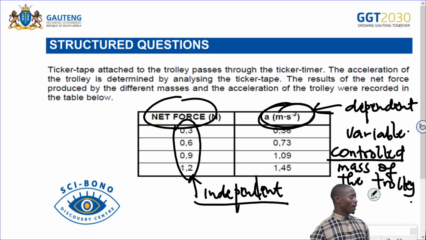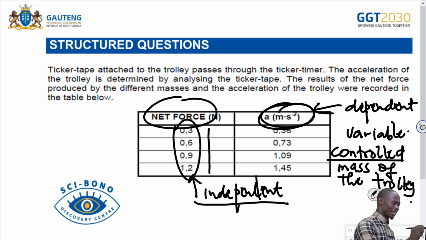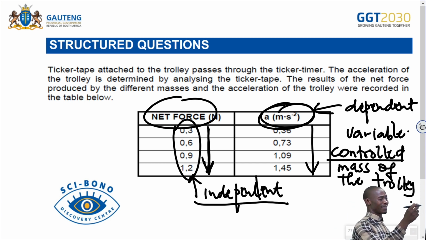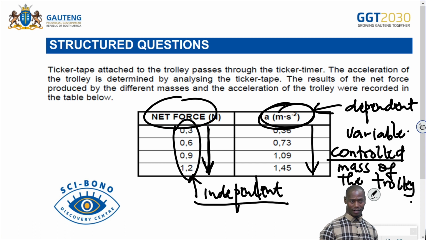All right? So by looking at these results, you will see that the net force here is increasing. And as the net force increases, the acceleration is also increasing, right? So you can tell the relationship here. As net force increases, acceleration also increases. You can even come up with the investigative question. What is the relationship between acceleration and the net force? Or how will the acceleration be affected if the net force increases? So that is going to be your investigative question.